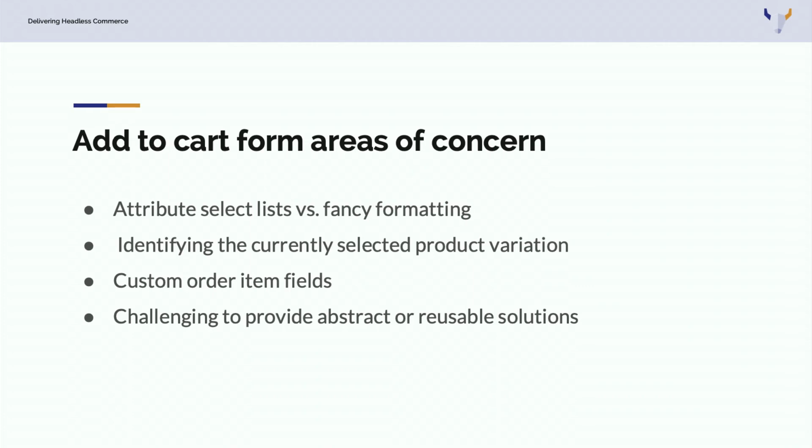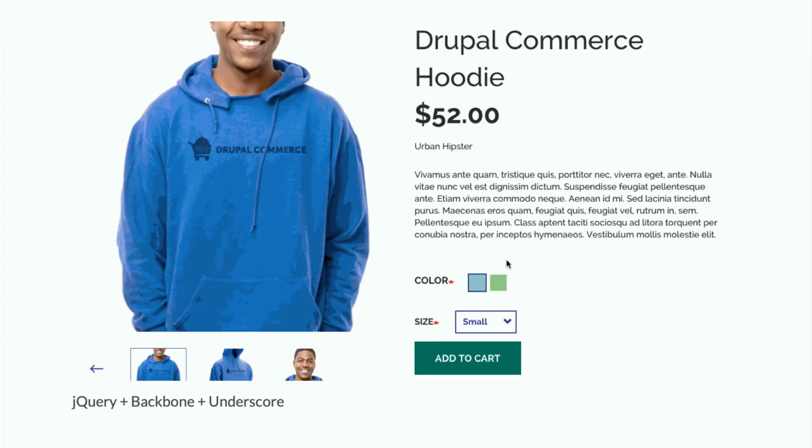As I said, it's a critical part, which also makes it challenging to provide abstractions and reusable solutions. I'm going to go through a few examples of different add to cart forms I've built, and not once have I been able to reuse a single thing, except for this functional array map, array reduce, array filter, crazy snippet. So let's go to our current demo.